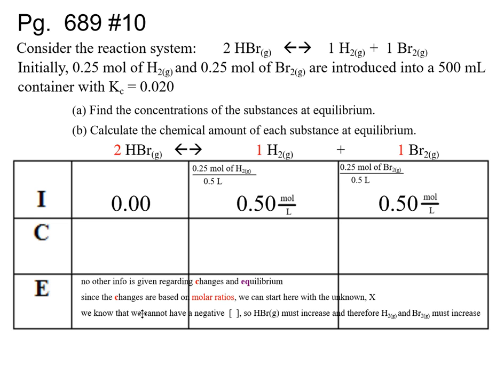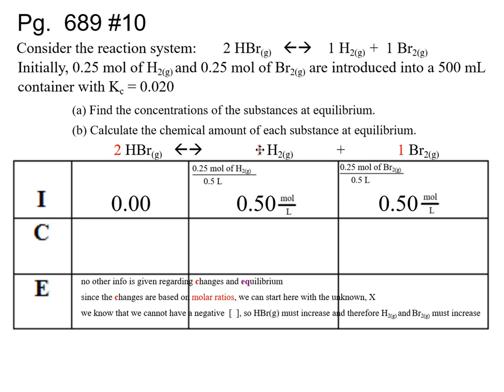We know that we cannot have a negative concentration, so the HBr must increase because I don't have a negative concentration ever. So we know that this can't get lower, so I can only increase, but I don't know the amount of increase, so I will increase this. And if this is an increase, these other two must be a decrease.